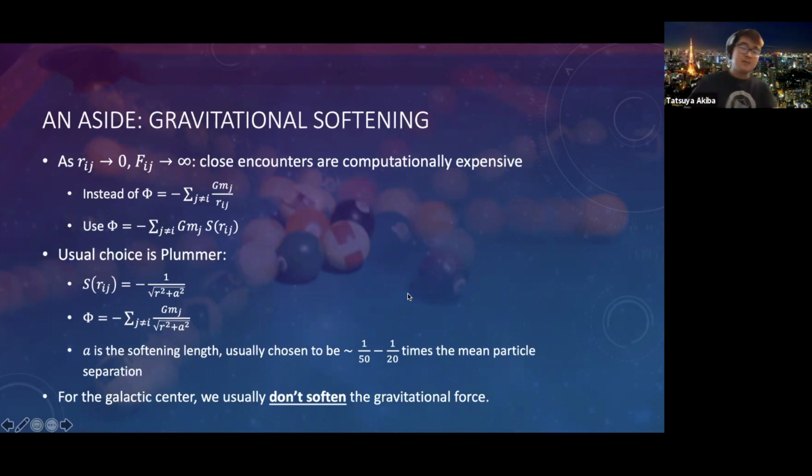Okay, but it turns out for the galactic center, we usually don't soften the gravitational force, because stars are treated as point particles, and so close encounters become very important. We have to compute close encounters exactly in order to get an evolution of the stars near the galactic center that is dynamically interesting. Okay, so that was a brief aside on gravitational softening.